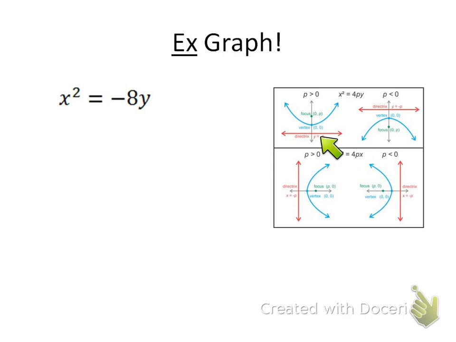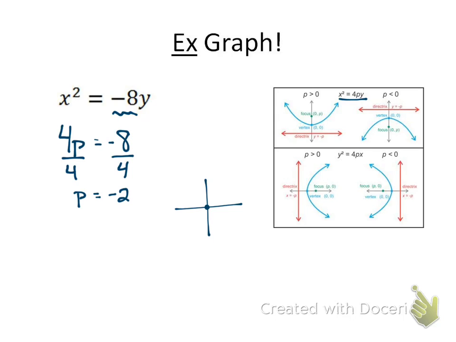Looking at that page, I determine which equation it looks like, and we've got an x squared, so I'm either going to be up or down. So I'm going to set 4p equal to -8 and solve for p. The focus is -2 away from the vertex. Put a point and indicate that it's the focus.